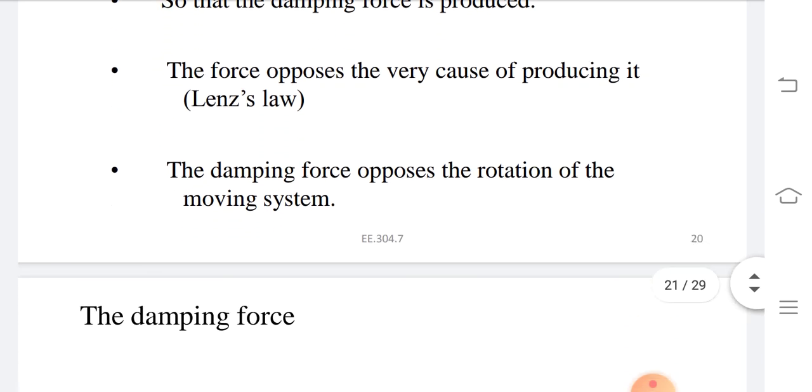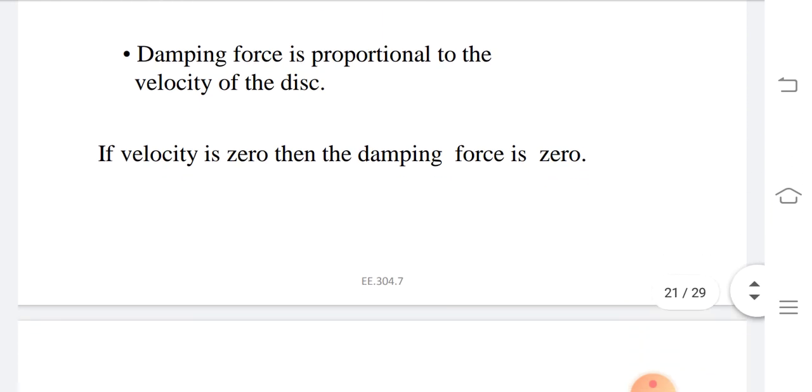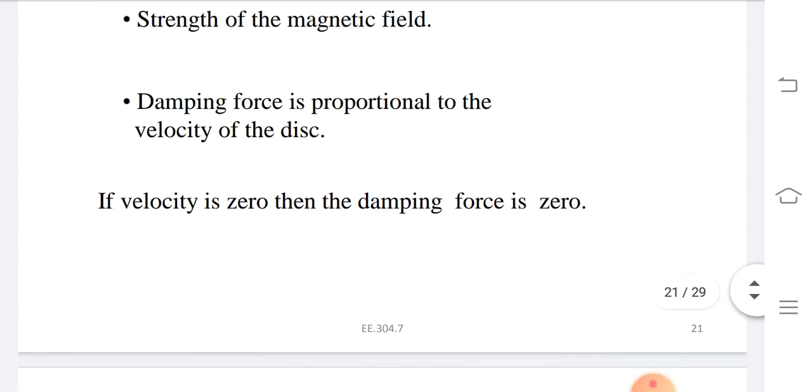The damping force opposes the rotation of the moving system. It is directly proportional to the magnitude of current, directly proportional to the strength of the magnetic field, and directly proportional to the velocity of the disk. If the velocity of the disk is 0, then automatically the damping force is also 0. Okay, that's all about the different mechanisms that are used to produce different types of forces.